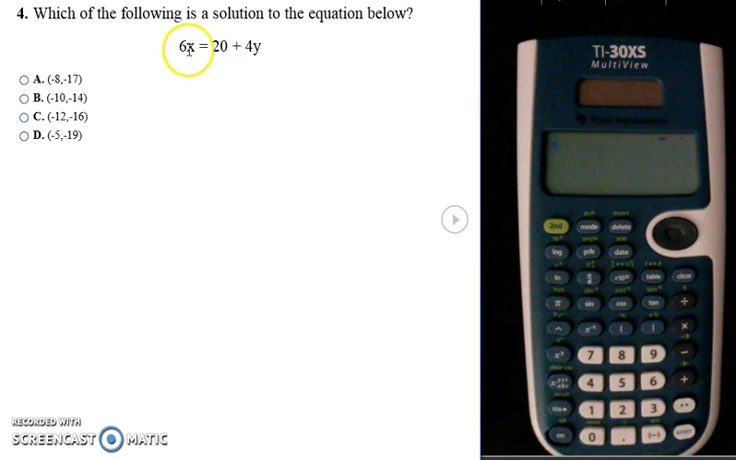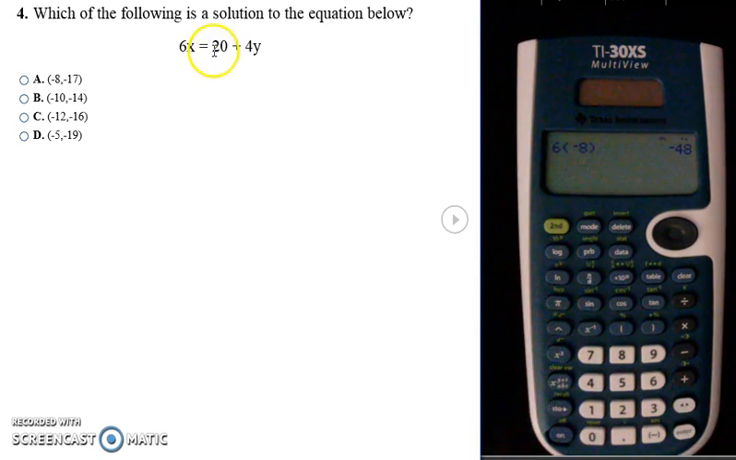And I have 6x on the left side of the equation, so that means I'm going to take 6 times the x number, which is negative 8 in choice A. So I'm going to have 6 parentheses negative 8, making sure to use my negative button and not my minus button, or the calculator will get confused. And that's all that's on the left side, so I'm going to press enter, and that's negative 48.